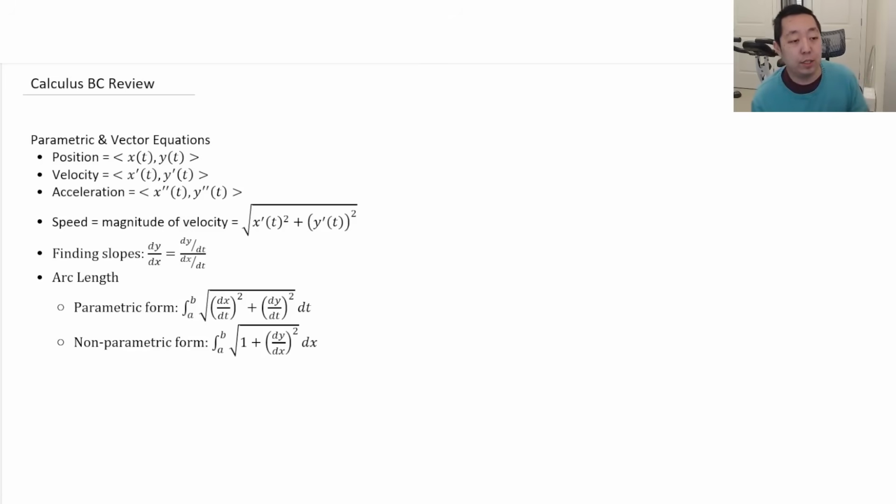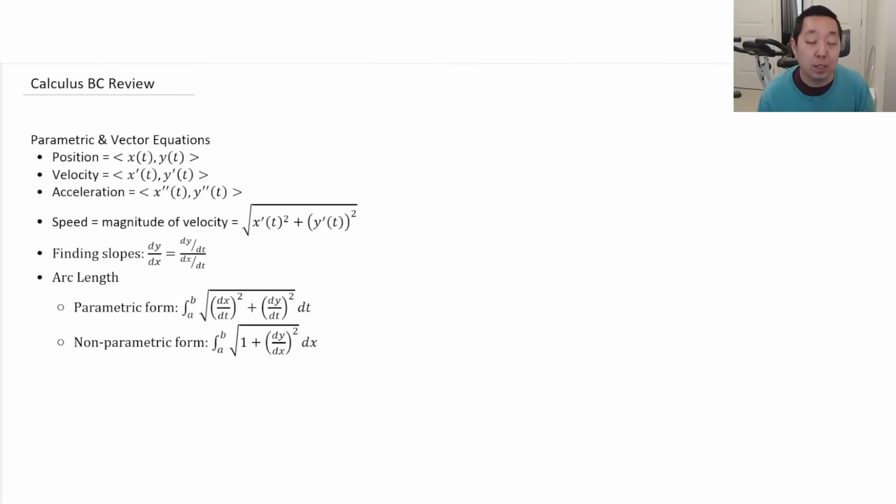So we're going to start with parametric and vector equations. It's probably the biggest one, or one of the big ones. You usually get a parametric or a polar FRQ. And I would say the biggest thing is to remember that the x and the y coordinates are a function of a parameter t. Position is the function, then velocity, you take the derivative, acceleration is the second derivative.